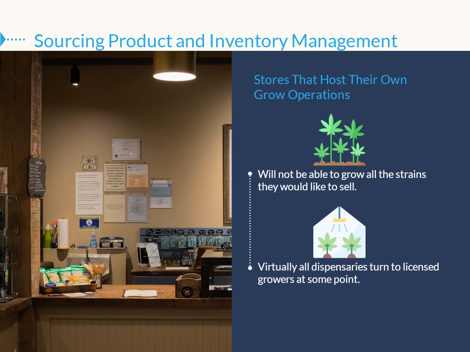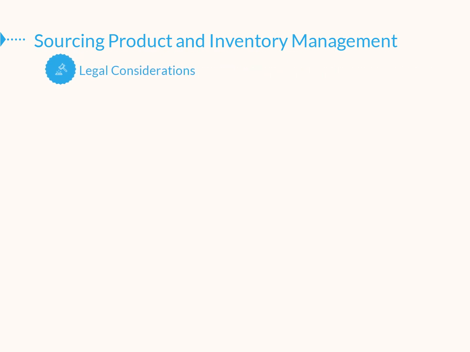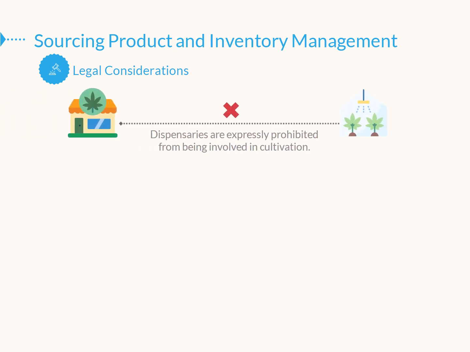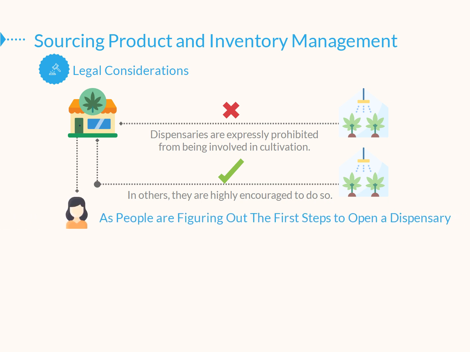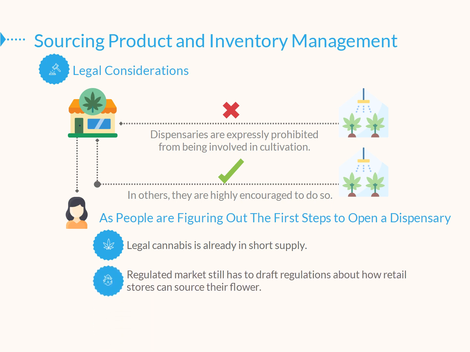Let's go through some of the considerations you should keep in mind when selecting the right choice for your operation. Legal considerations. In some regulated markets, dispensaries are expressly prohibited from being involved in cultivation. In others, they are highly encouraged to do so. As people are figuring out the first steps to open a dispensary, legal cannabis is already in short supply, and the regulated market still has to draft regulations about how retail stores can source their flower.